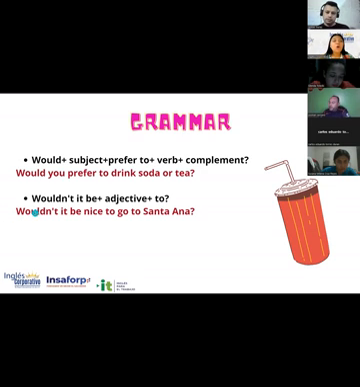Negative questions: wouldn't it be plus adjective, plus to, and a complement. So, if we say, wouldn't it be nice to go to Santa Ana? ¿No sería bueno que fuéramos a Santa Ana? Negative. Wouldn't it be nice? Wouldn't it be better to go to San Miguel? Wouldn't it be better to complete the report? ¿No sería mejor que termináramos el reporte?